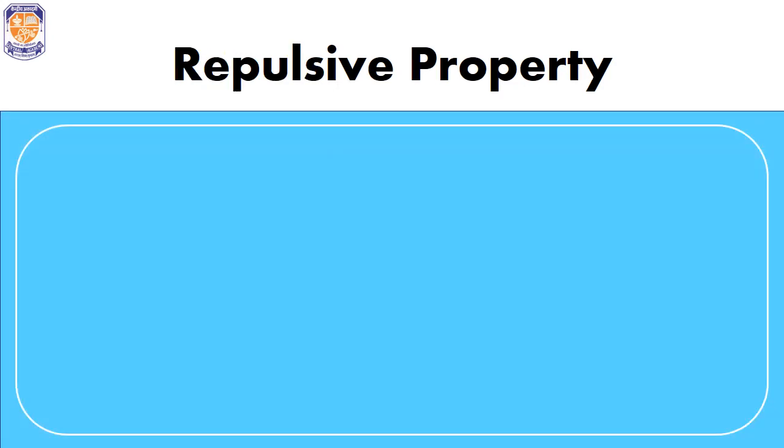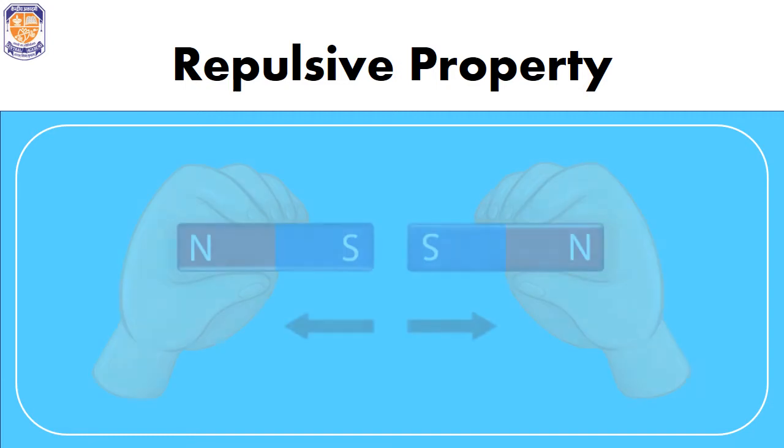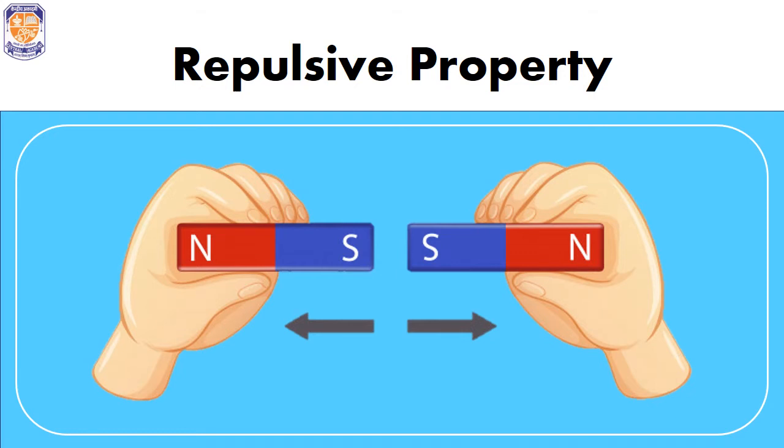Just the opposite of attractive property is the repulsive property, where the similar poles of a magnet, when brought closer to each other, will always repel each other, means they will push each other away. This is the repulsive property.